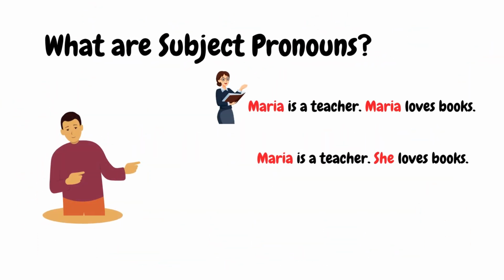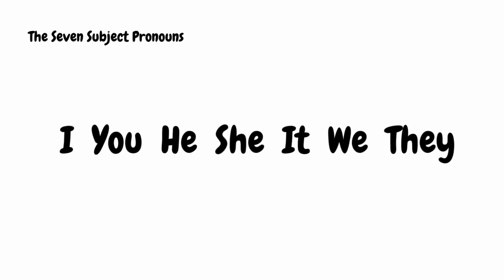Subject pronouns are words we use to talk about people, animals or things without saying their names over and over. For example, instead of saying, Maria is a teacher, Maria loves books, we can say, Maria is a teacher. She loves books. Here are the 7 subject pronouns in English.